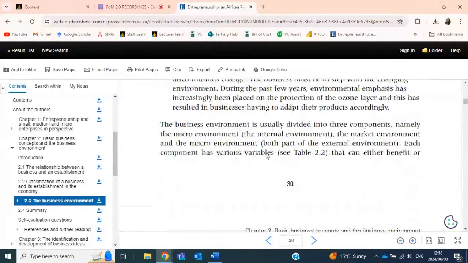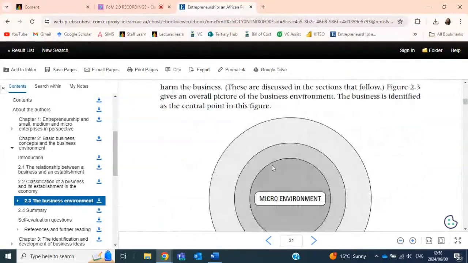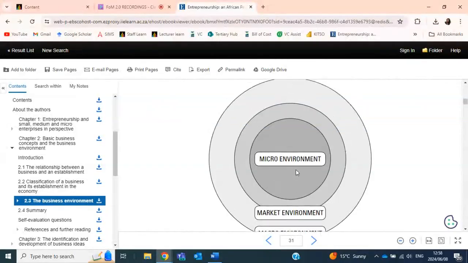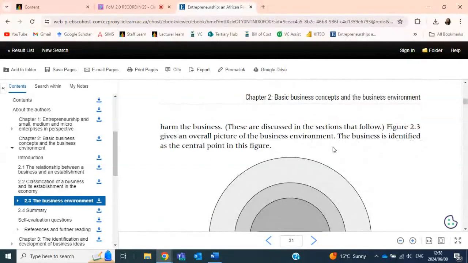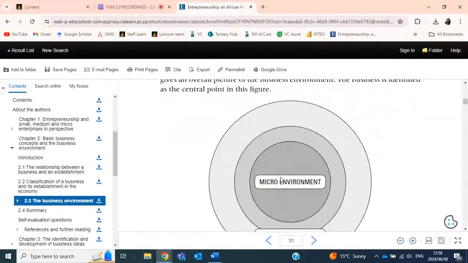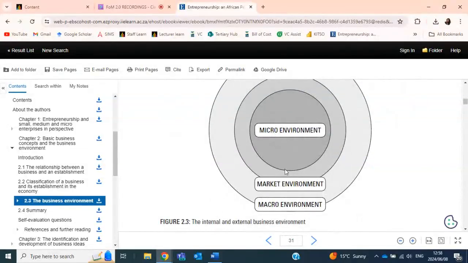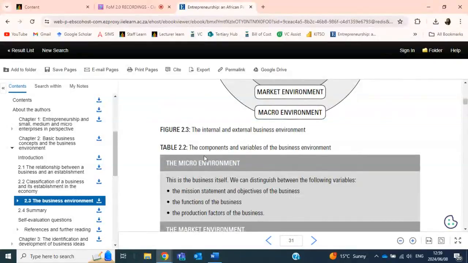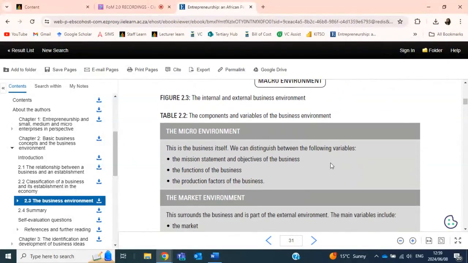So now when we go to the elements of the business environment, they say the business environment contains the micro environment, the market environment, and the macro environment. So they call them the components and variables of the business environment, right?